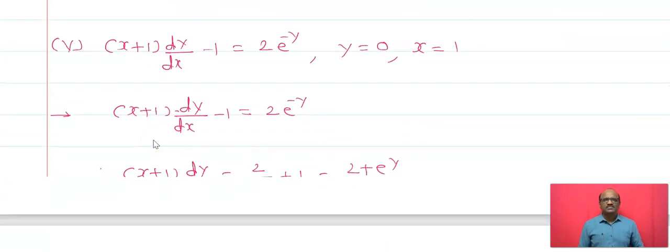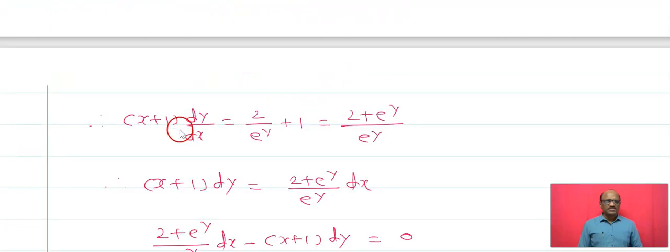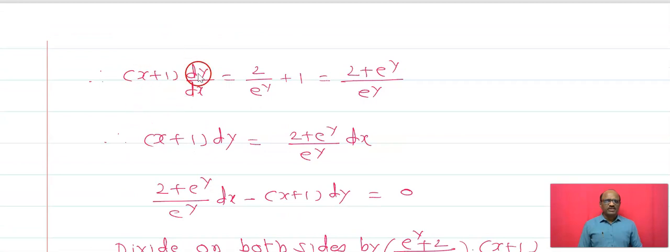Now the next is in bracket x plus 1 into dy by dx minus 1 is equal to 2 e raised to minus y, and y is equal to 0 when x is equal to 1. Now here we can write that in bracket x plus 1 into dy by dx minus 1 is equal to 2 e raised to minus y. After simplifying, you will get x plus y into dy by dx is equal to 2 upon e raised to y plus 1. If we simplify this, then you will get 2 plus e raised to y upon e raised to y.